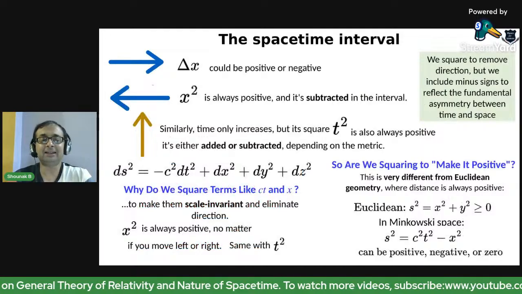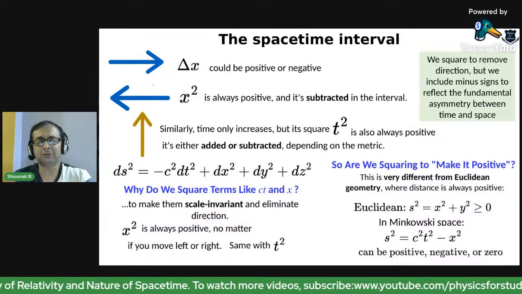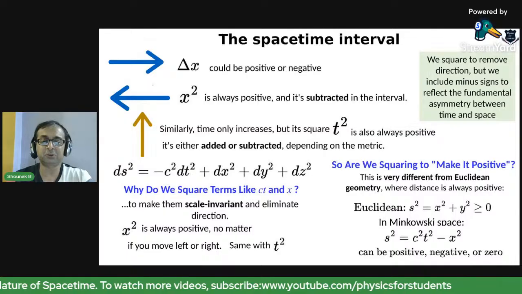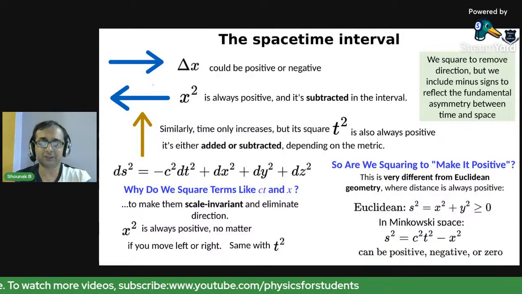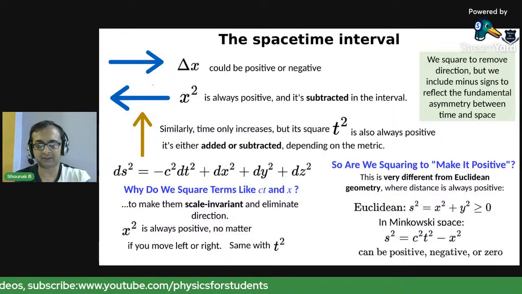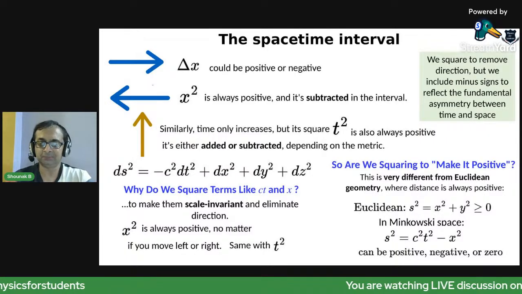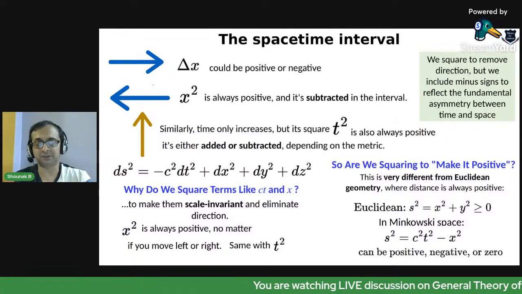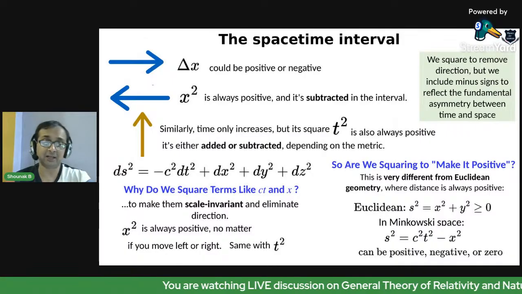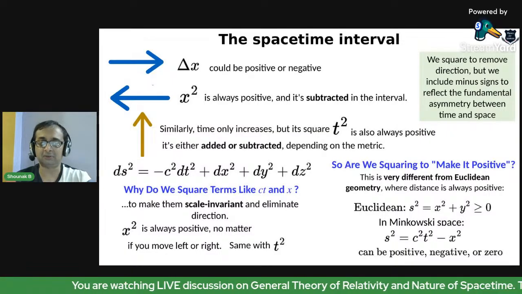As you can see, delta x could be positive or negative, and if we square that, x squared will always be positive, and it is subtracted from the interval. Similarly, time increases only, but its square is always positive. Either it is added or subtracted. So this is another reason we are doing this square.